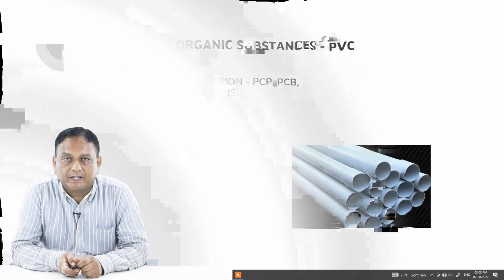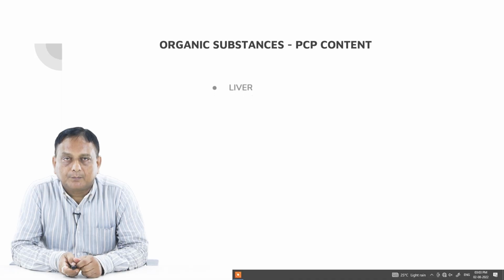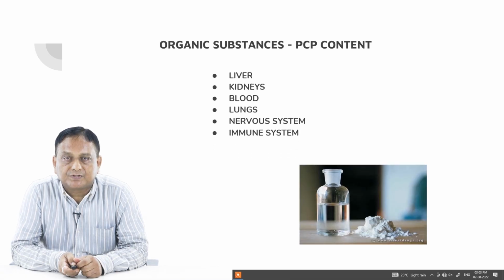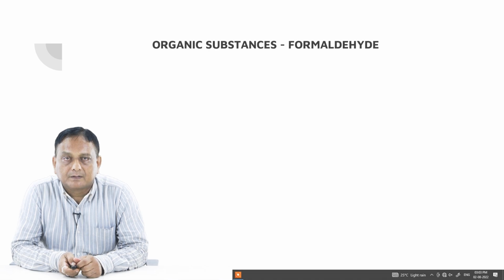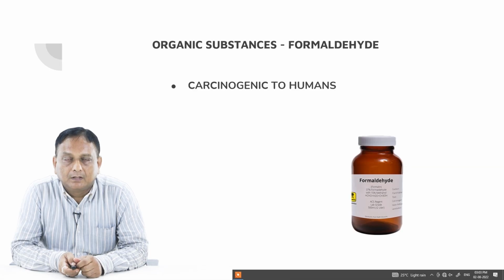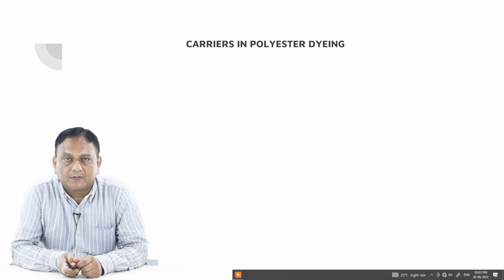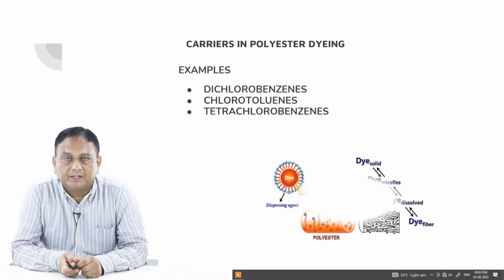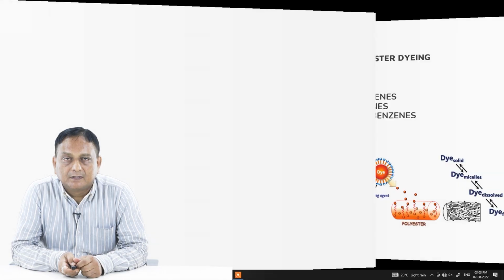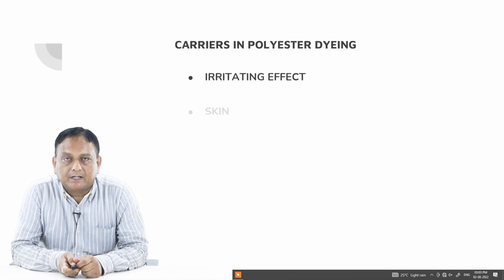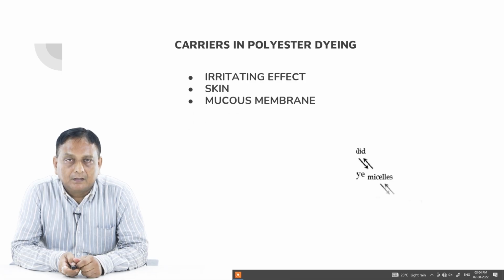Then PVC also needs to be checked, whether PVC is there. It is used for different parts, and liver, kidney, blood, lungs, nervous system, and immune system are getting affected. And formaldehyde, an organic substance, is a carcinogen to human beings; it cannot be avoided, and it is used in printing also. In polyester dyeing, carriers are used: dichlorobenzene, chlorotoluenes, tetrachlorobenzene, etc. Carriers in polyester dyeing also have harmful effects: irritation, and mucous membranes are affected.